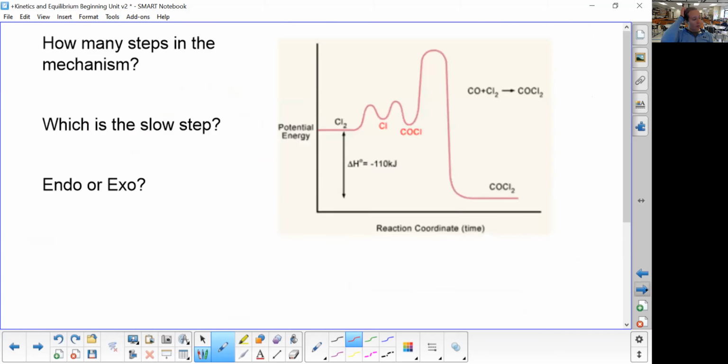Here's another one. How many steps are in this mechanism? You've got 1, 2, 3 steps. It can also ask which one is the slow step. That would be going from the COCl to the COCl2, this second to the third, and this would be an exothermic reaction. So just some different things, and it's showing you the overall delta H, even though this third step is definitely the rate limiting step, and the one with the most activation energy.